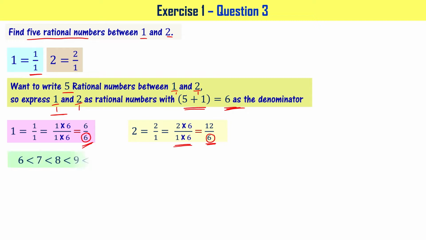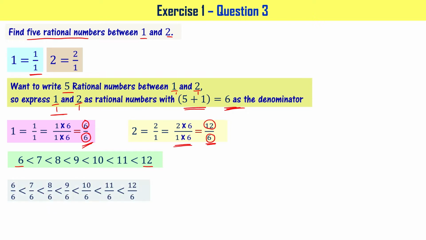Now, look at this. I can write this way, right? 6 is less than 7, 7 is less than 8, 8 is less than 9, 9 is less than 10, 10 is less than 11, 11 is less than 12, right? Why have I written like this? You look at the numerator. The numerator of this rational number is 6 and the numerator of this particular rational number is 12, right? That's why I have written the numbers from 6 to 12. Now let me write this way. If I divide every number by 6, the same order is valid, right?